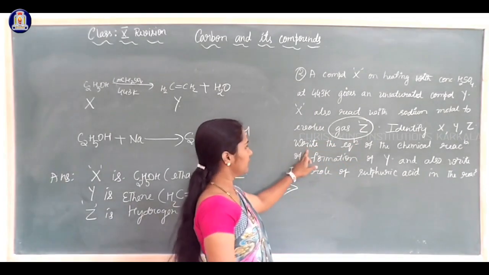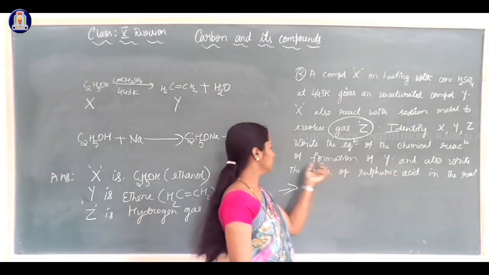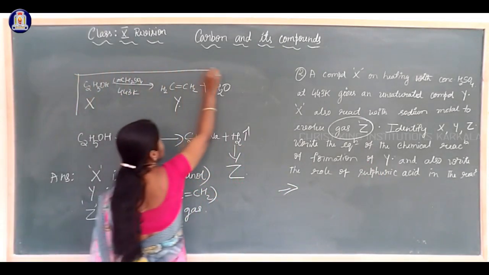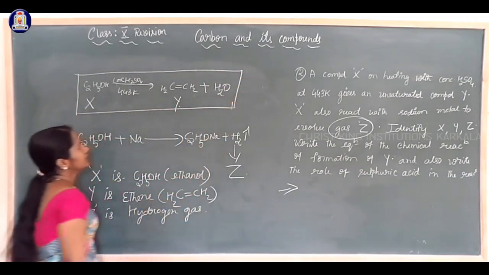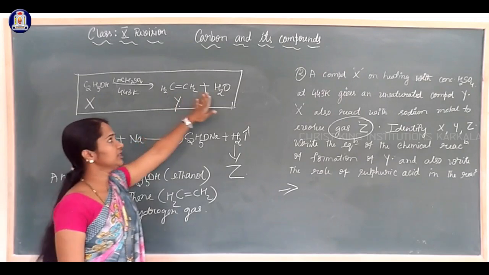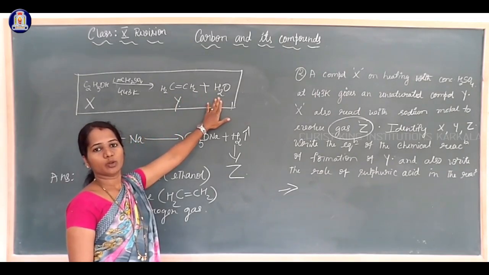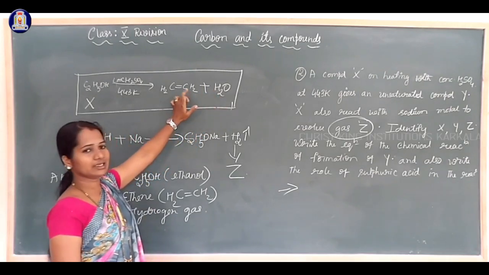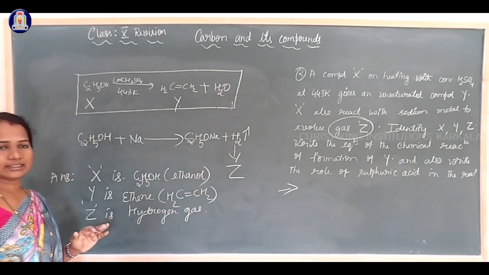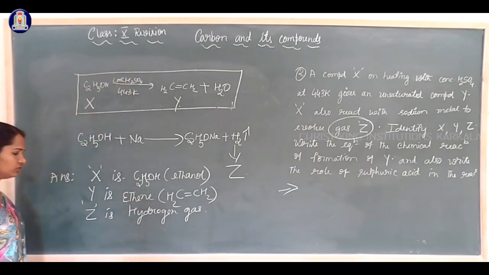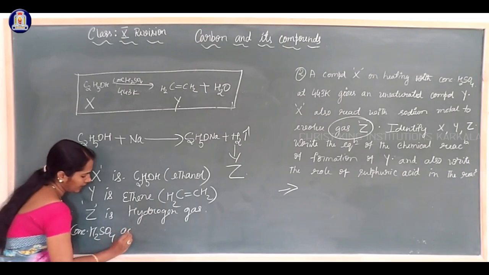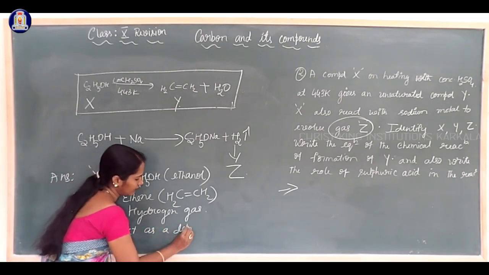Now, next question: write the equation of the chemical reaction of formation of Y. Which reaction is the formation of Y? This reaction: ethanol heated with concentrated H2SO4 at 443 K. We get ethene with the liberation of water, with the removal of water. This is the equation, the chemical equation you have to mention. Then what is the role of sulfuric acid? Concentrated sulfuric acid acts as a dehydrating agent.